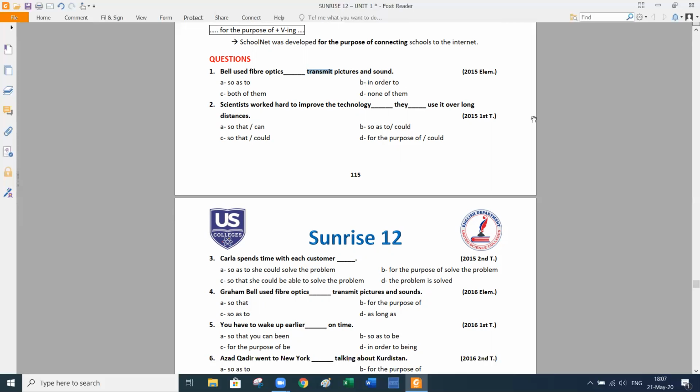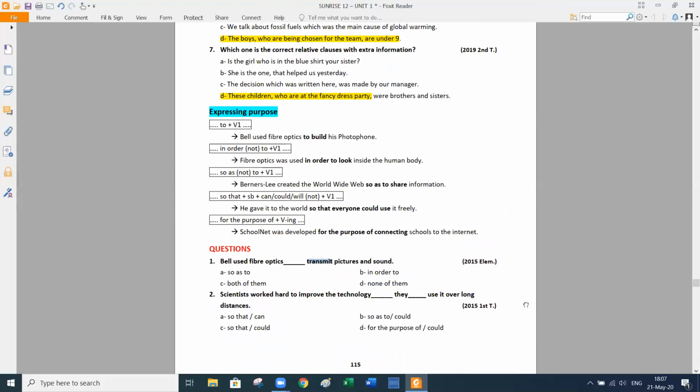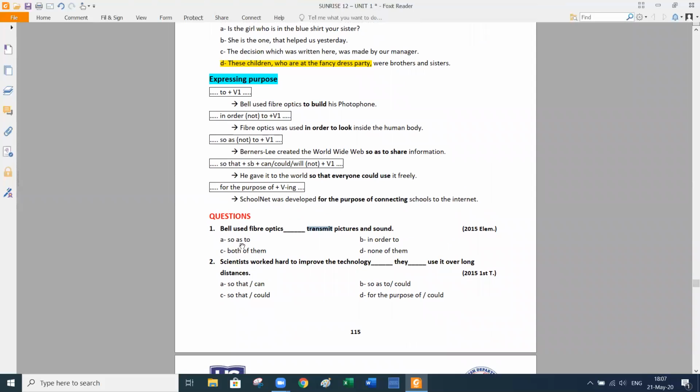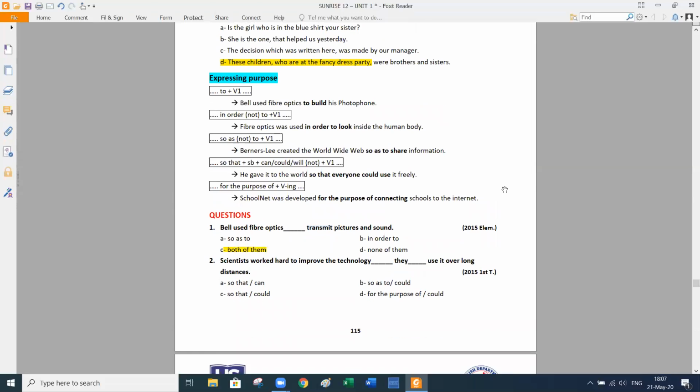According to the structures above, so as to plus verb 1, in order to plus verb 1. So A and B both are correct. So our answer will be C. So we found 2 correct answers and we have both of them here as choice C. None of them, of course, wouldn't make sense, wouldn't be the correct answer.